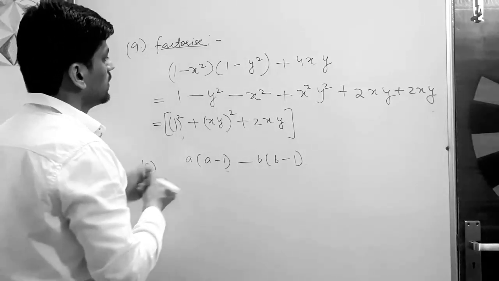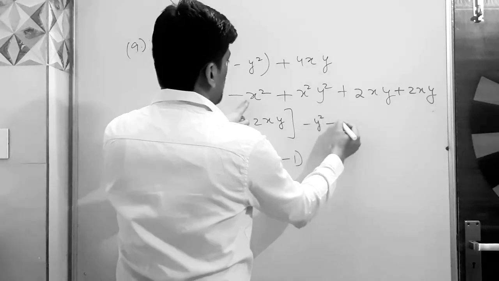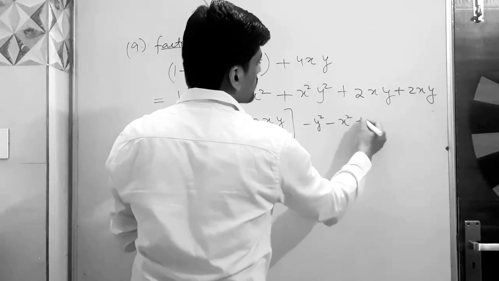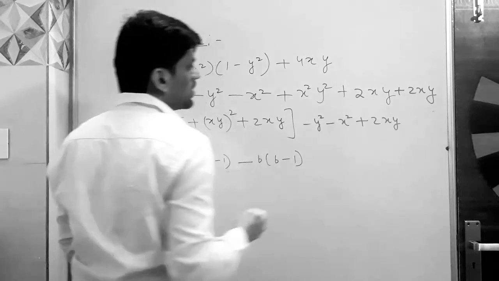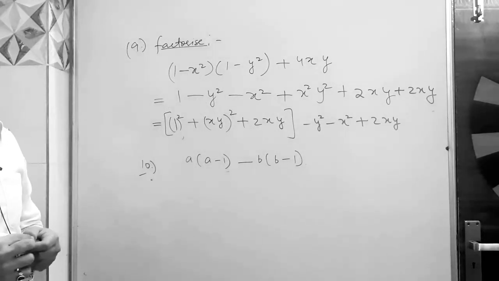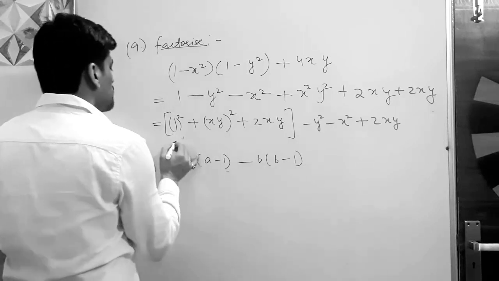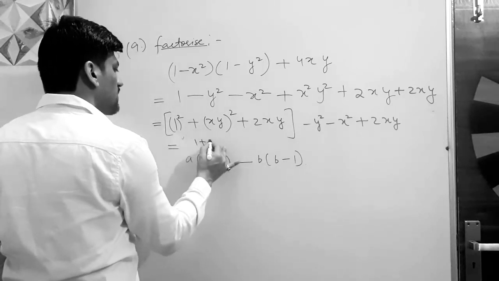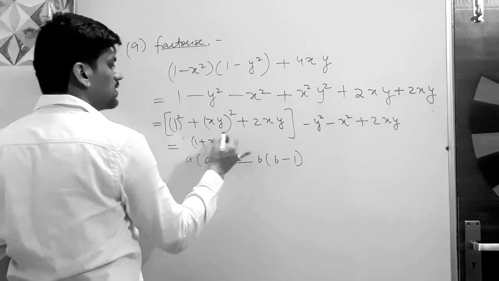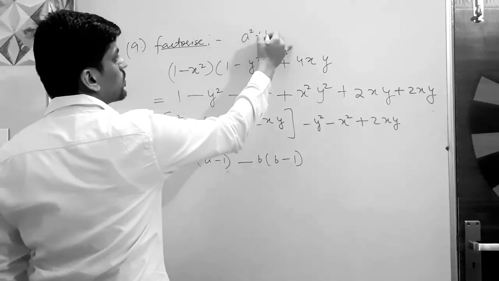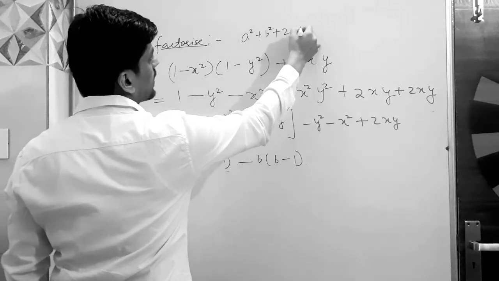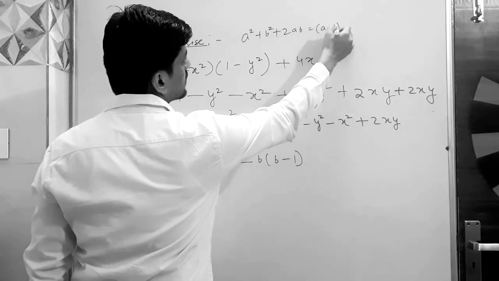Now the terms which are left are minus y square, minus x square and this plus 2xy. Each and every question is a different one, but the concept is the same. So you have to go for concept, not for cramming. All right. So this will become (1 plus xy) whole square, isn't it? See, if you have a square plus b square plus 2ab, you can write it like (a plus b) whole square.